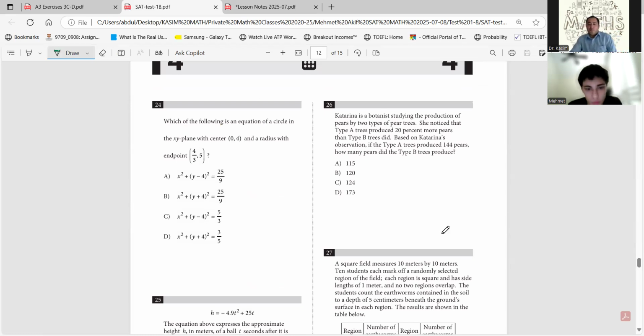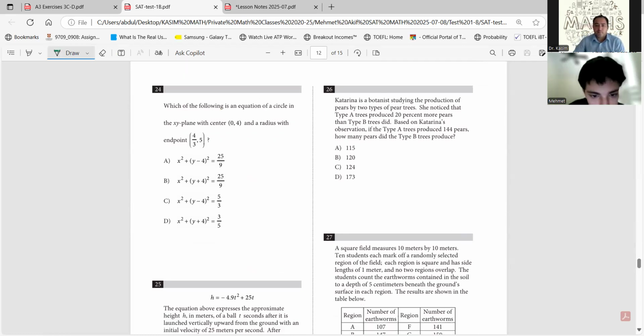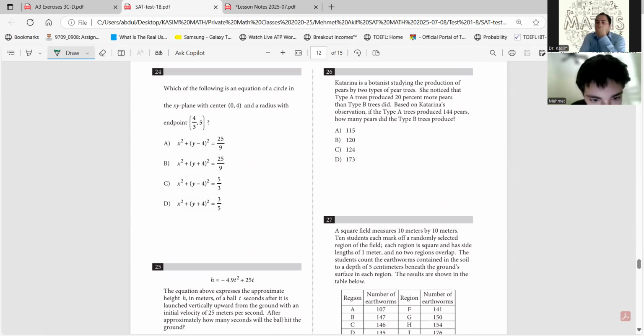Okay. 1 and 4. Which of the following is an equation of a circle on the xy plane with a center of (0, 4) and a radius with the endpoint of (4/3, 5)? Do you remember the standard form of the equation of a circle in the coordinate system, Mehmet?